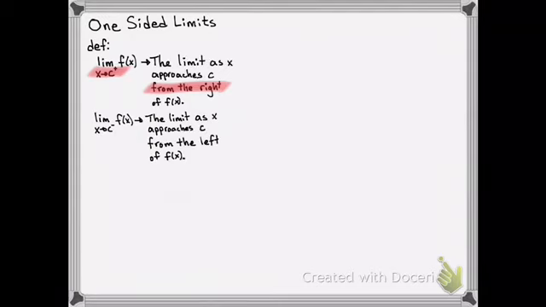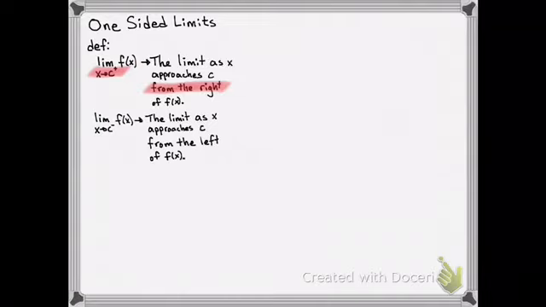So for example, if we were looking at the limit as x approaches 7 from the right, we would only need to look at numbers 7.03, 7.02, 7.01. We would not care about the other side, 6.97, 6.98, 6.99, because we only care about approaching from the right.